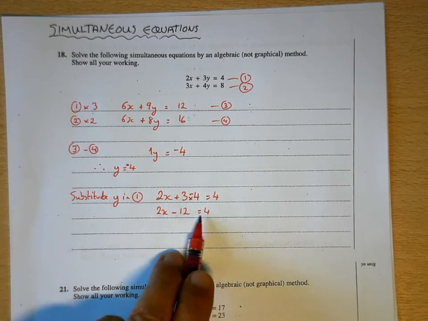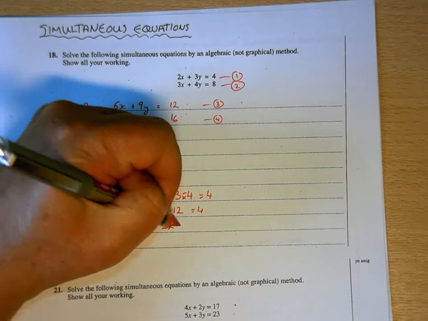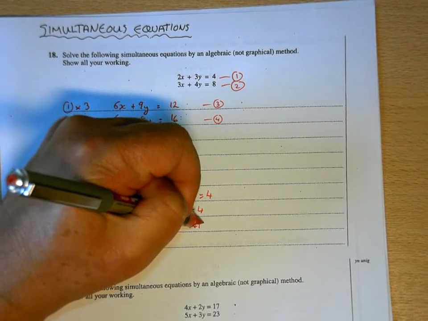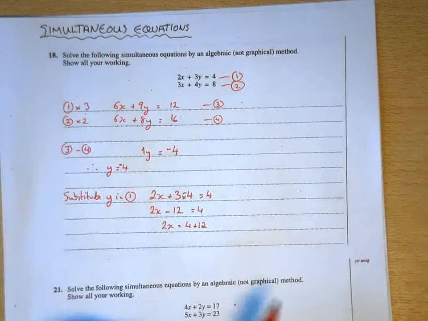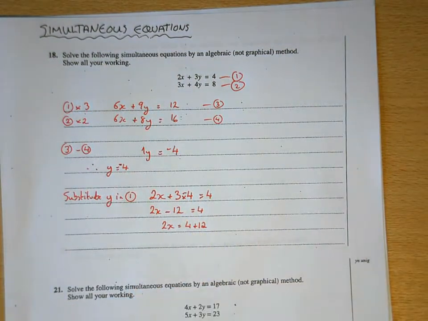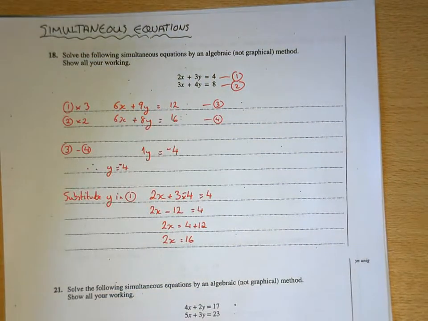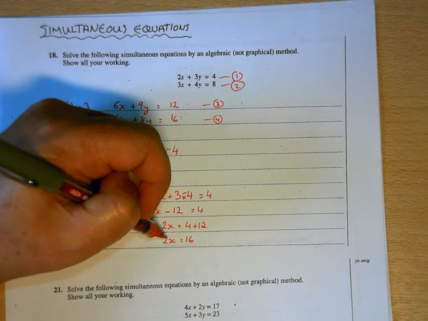If I add 12 to this side, I have to add 12 to the other side as well, giving me 4 plus 12. So adding 12 to both sides removes it from that side and it appears on the other. So 2x is 16. To get the x on its own, I have to deal with the 2.